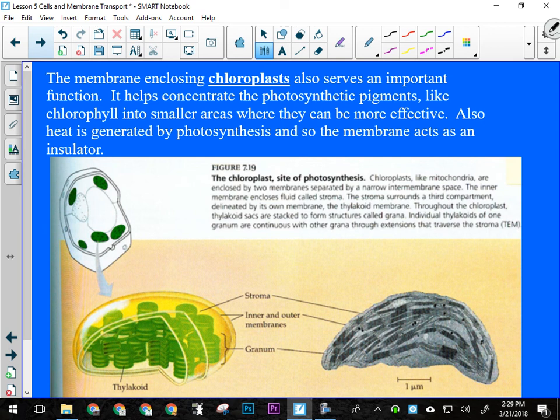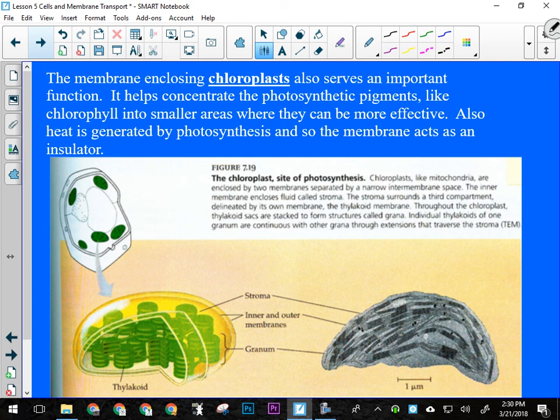Okay, the chloroplast also has a double membrane, because the process of photosynthesis, okay, can also produce some heat. These are obviously the things absorbing light, and light's a form of energy. So the more light you absorb, the hotter you're going to get. Okay, so that has to be insulated against the rest of the cell as well.